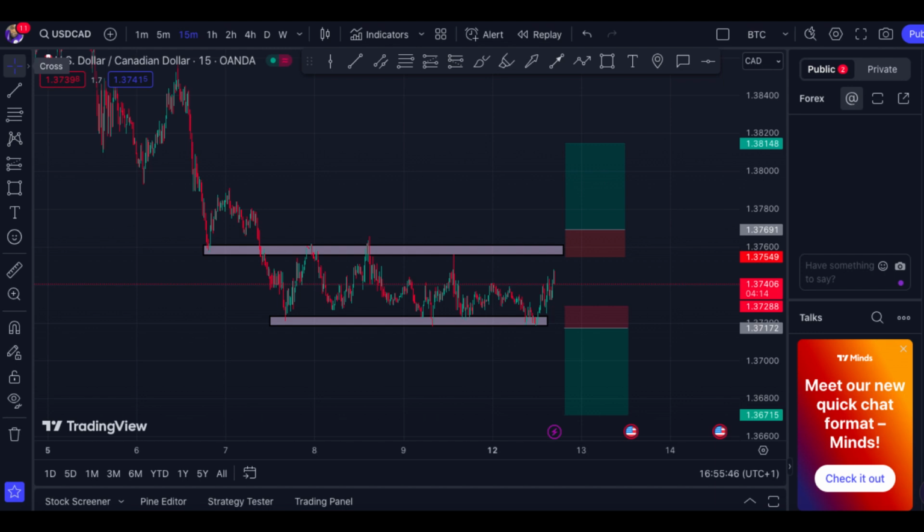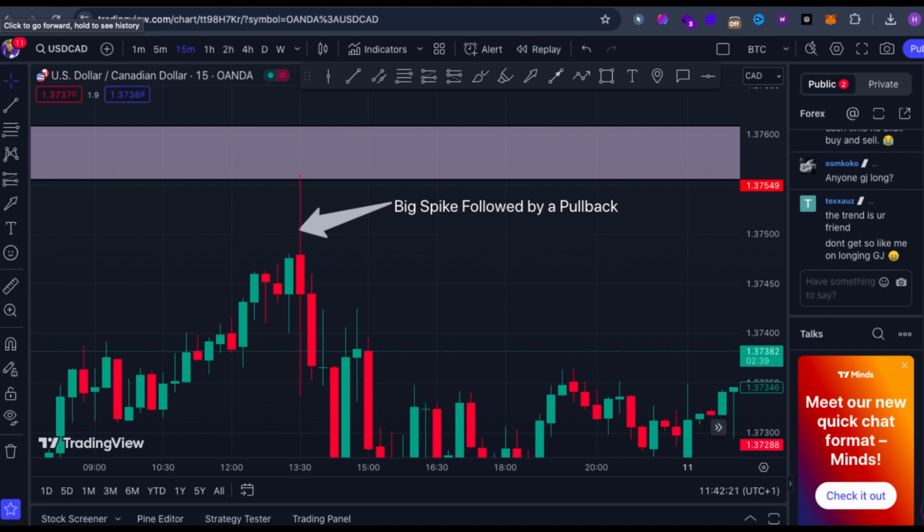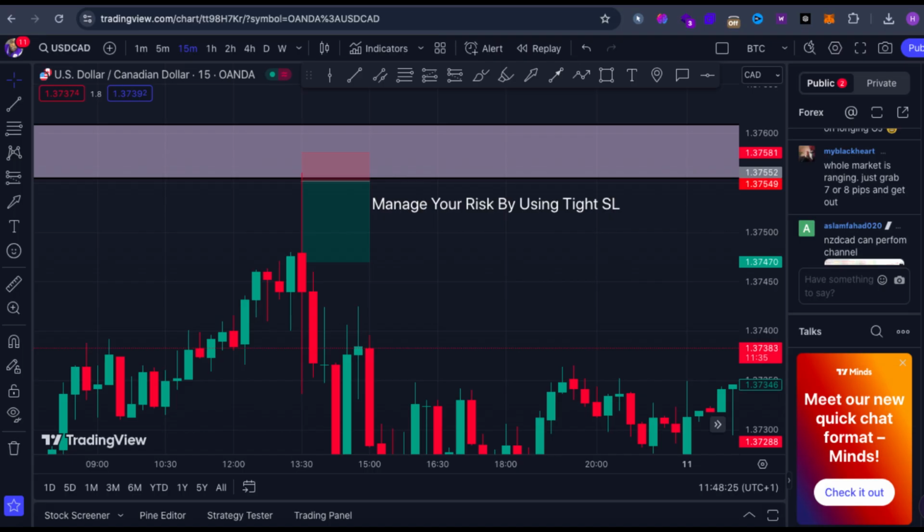goes. Another strategy is to wait for the initial reaction and then trade the retracement. Often you'll see a big spike followed by a pullback. This pullback can be an opportunity to enter the market at a better price. Just make sure your stop-loss levels are tight to manage your risk.